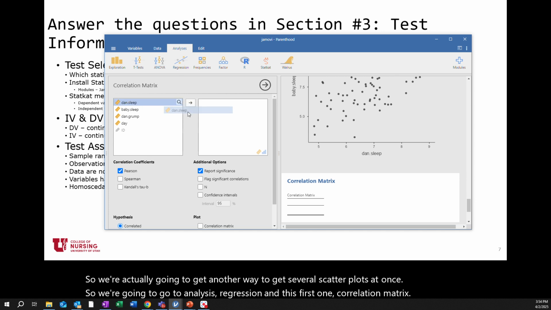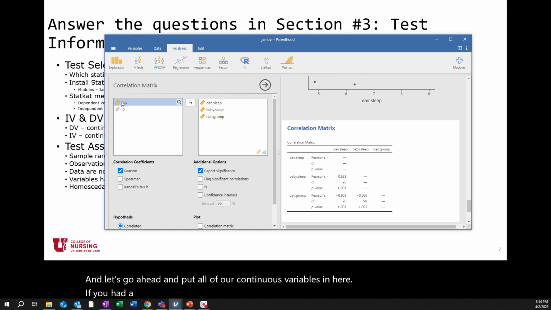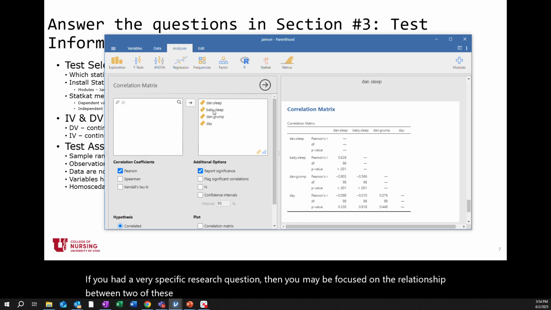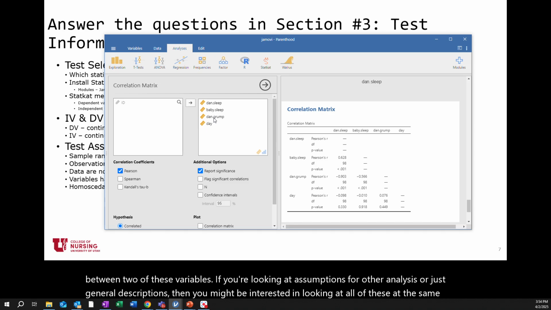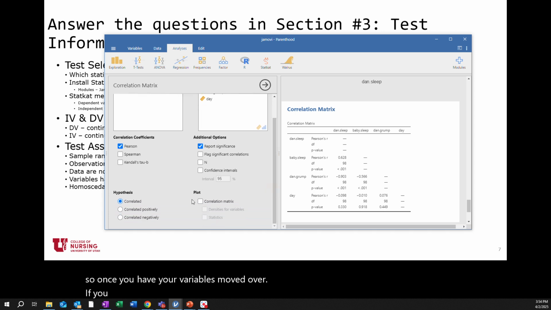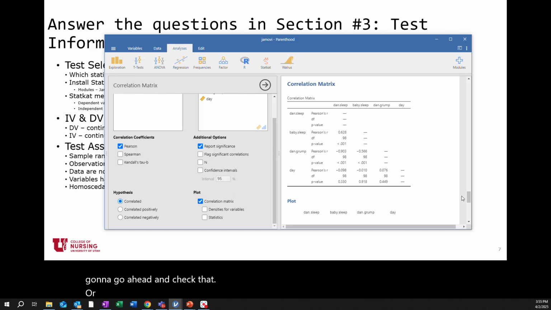And let's go ahead and put all of our continuous variables in here. If you had a very specific research question, then you may be focused on the relationship between two of these variables. If you're looking at assumptions for other analyses or just general descriptions, then you might be interested in looking at all of these at the same time. So once you have your variables moved over, if you scroll down a little bit, there's an option here to get a correlation matrix, and we're going to go ahead and check that. Or we get the plots for the correlation matrix.